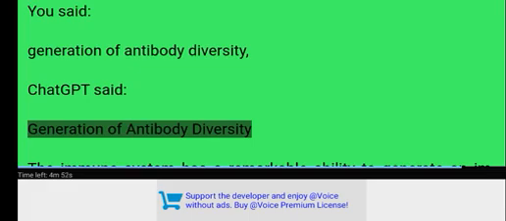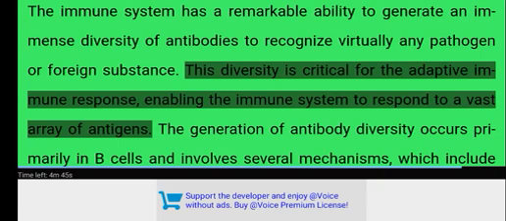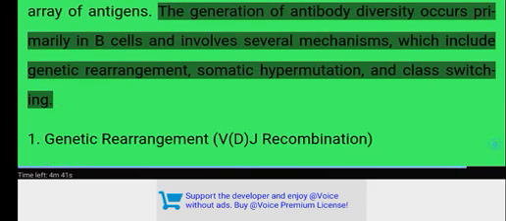Generation of antibody diversity. The immune system has a remarkable ability to generate an immense diversity of antibodies to recognize virtually any pathogen or foreign substance. This diversity is critical for the adaptive immune response, enabling the immune system to respond to a vast array of antigens. The generation of antibody diversity occurs primarily in B cells and involves several mechanisms, which include genetic rearrangement, somatic hypermutation, and class switching.